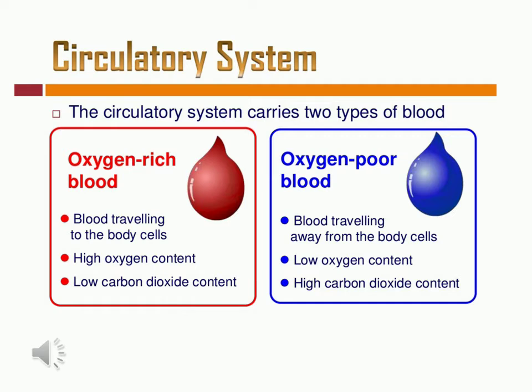The first one is the oxygen-rich blood. This one is transported by the arteries and takes the blood from the heart to the rest of the body. The oxygen-poor blood, or blood that is rich in carbon dioxide, is transported through the veins, and these take the blood from the organs to the heart. So one type of blood is rich in oxygen, and the other type of blood, which is darker, is rich in carbon dioxide.